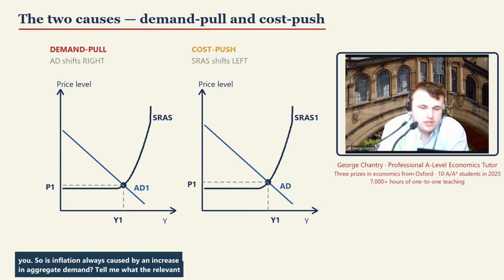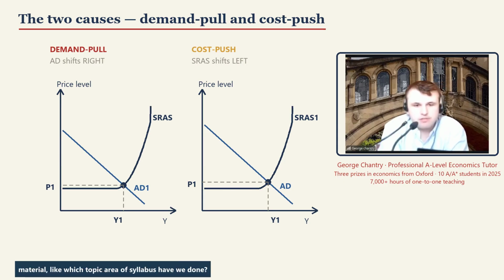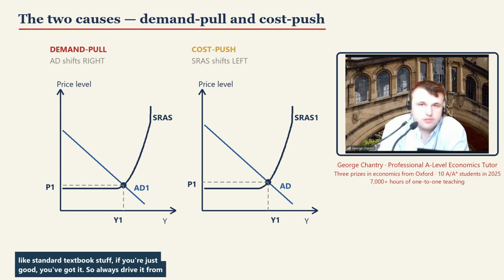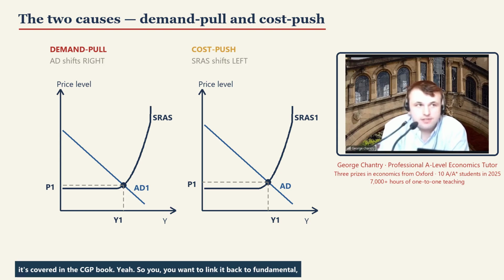So, is inflation always caused by an increase in aggregate demand? Tell me what the relevant topic area of the syllabus is if this comes up. What are the causes of inflation, the standard textbook stuff? So always drive it from that standard textbook stuff, i.e. link the question to the topic area, and then drive it from theory. Theory is the stuff we learn in lessons. So you want to go, okay, assess the view that inflation is always caused by an increase in aggregate demand. The standard point is the theory as we discussed in lessons, as covered in the CGP book.